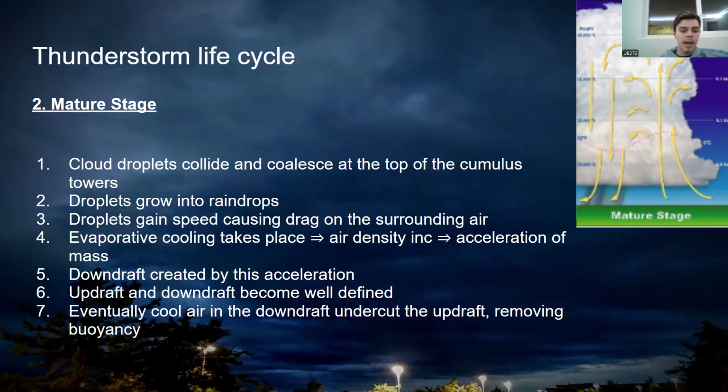Then there's acceleration of mass. The acceleration of mass creates downdrafts, and there are two clear sections of updrafts and downdrafts. They become well defined, and eventually there's enough cool air in the downdraft to undercut the updraft, which removes the buoyancy.